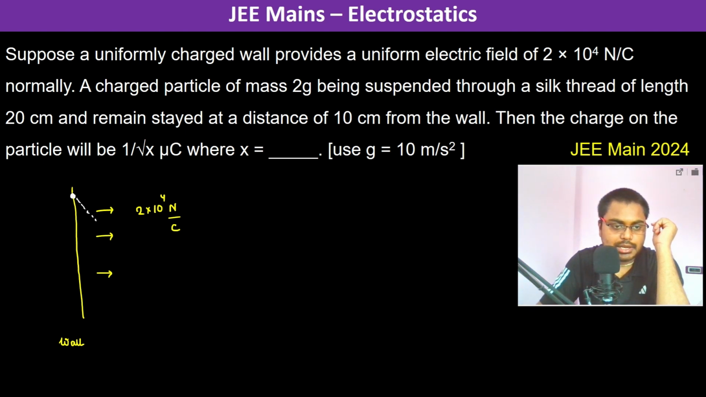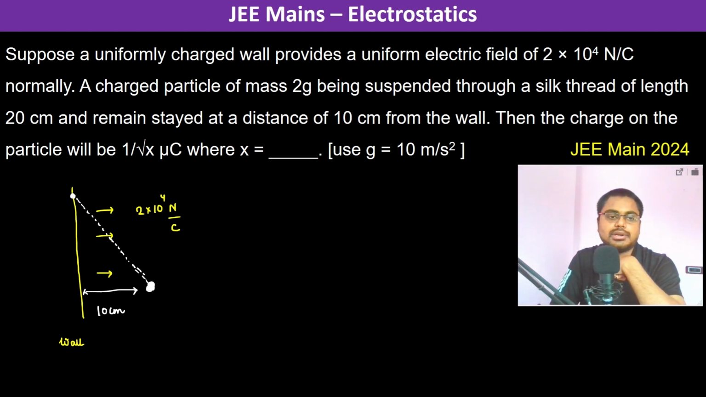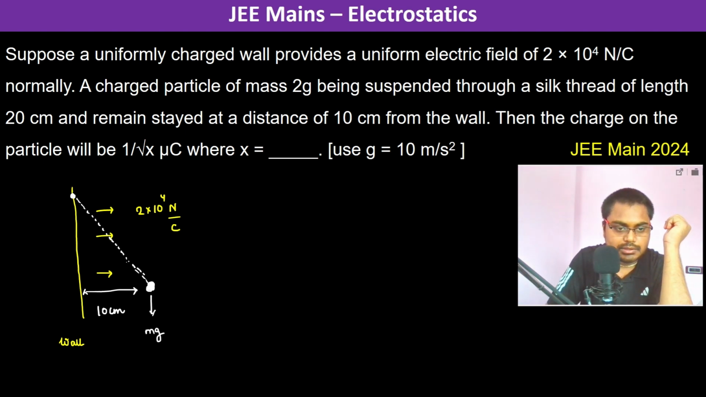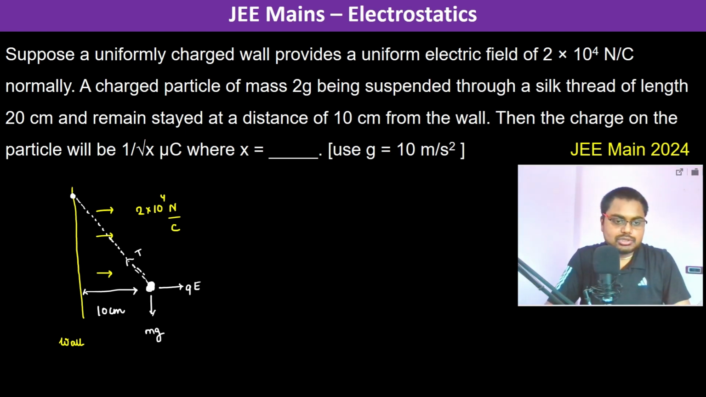So this is the silk thread and it's like this. So this is the ball. And the distance is 10 centimeter. Then the charge on the particle will be this. So basically now this is mg, this is T, and this is the force due to the electrostatic field. So this is going to be qE. Now this is 20 centimeter.